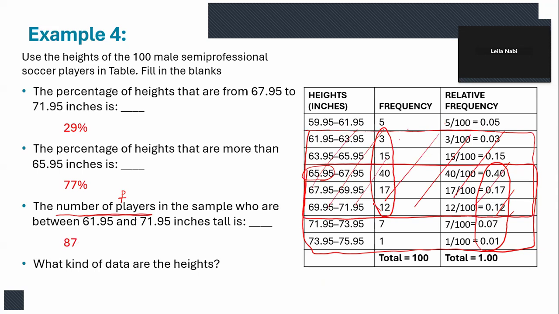And the last question, it says, what kind of data are the heights? So heights are numbers. Numbers are always quantitative. And we said last time that the quantitative data are always in two groups of discrete or continuous. Discrete means they cannot have any number. Continuous means any number we can have. And since you know the heights, it can be any number. We can have it in decimals as well. So it's continuous. So it's quantitative and it's continuous.